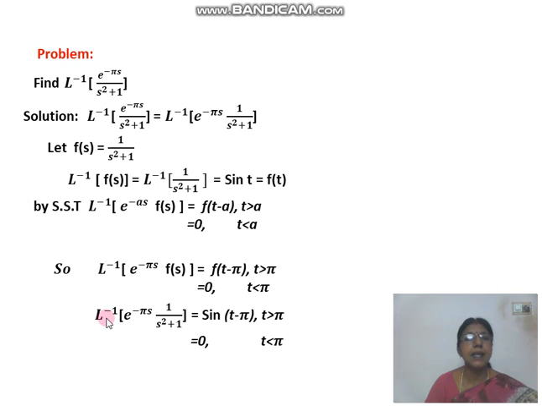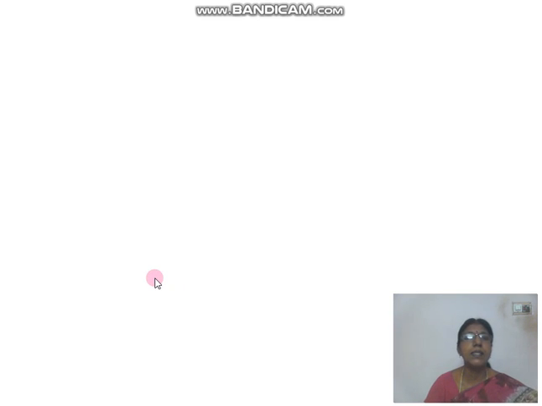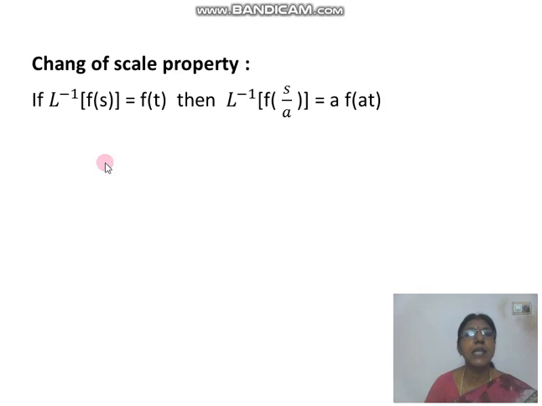Now this is the required inverse Laplace transform. L inverse of e power minus pi s by s square plus 1 is equal to sin of (t minus pi) for t greater than pi, and 0 for t less than pi. Okay, you do these problems a number of times. Now we see the next topic, which is the change of scale property.